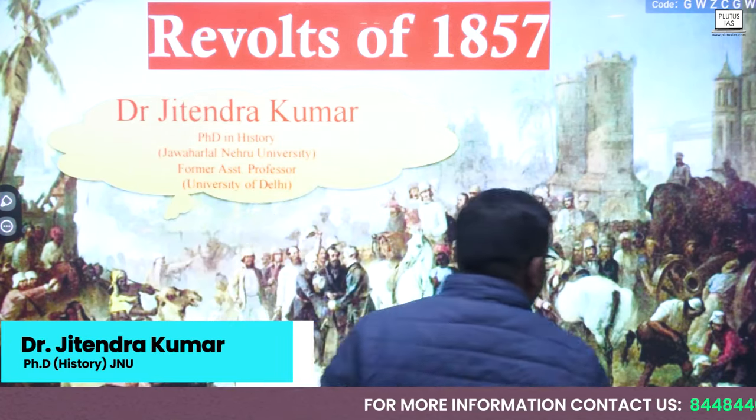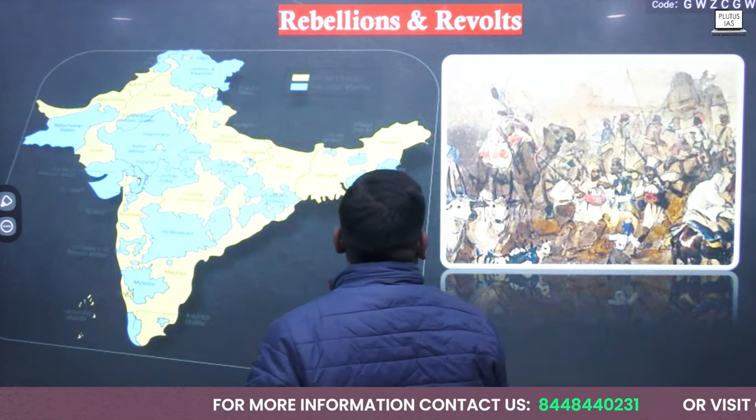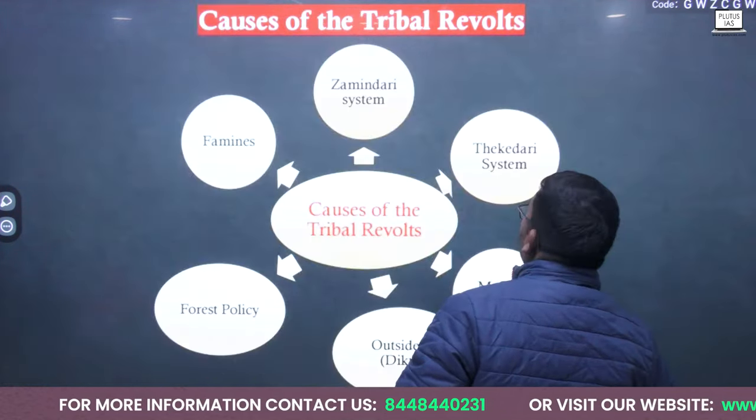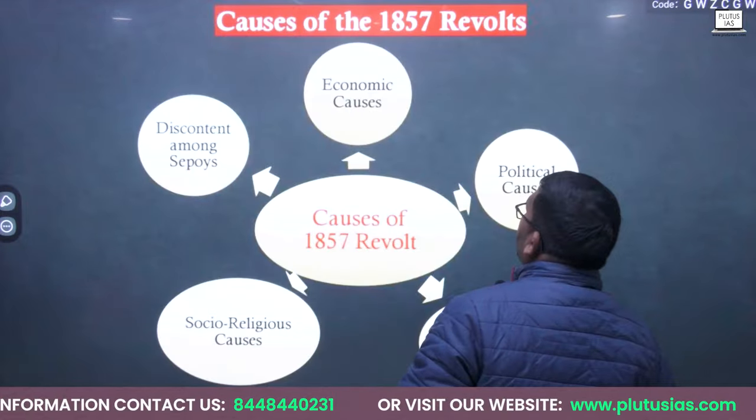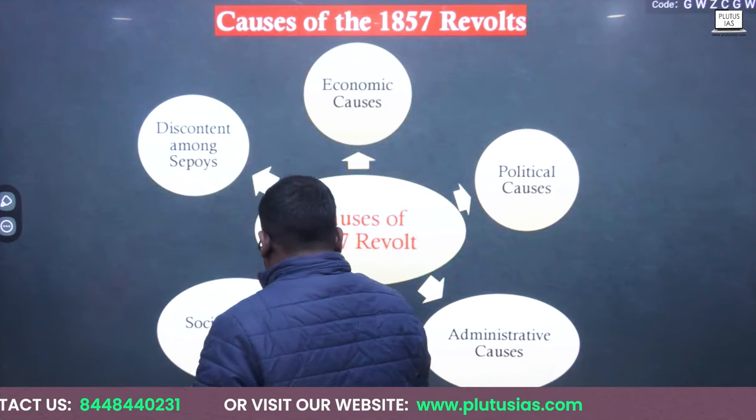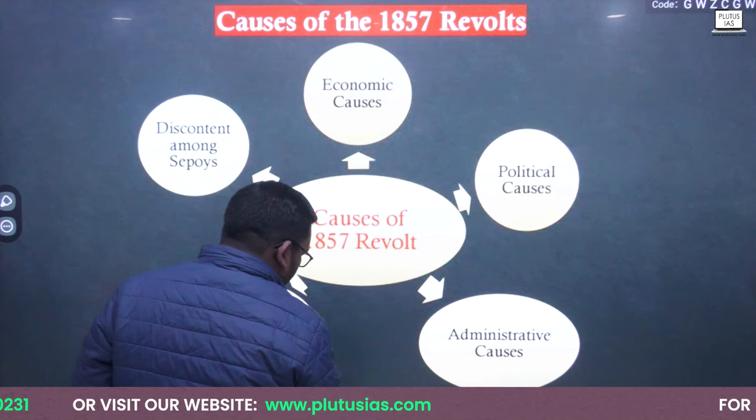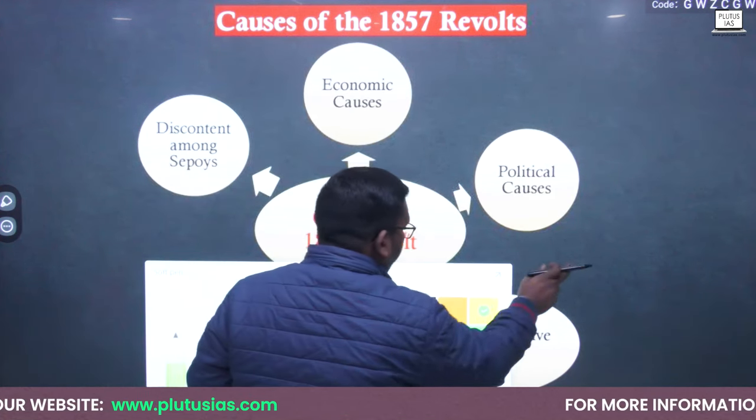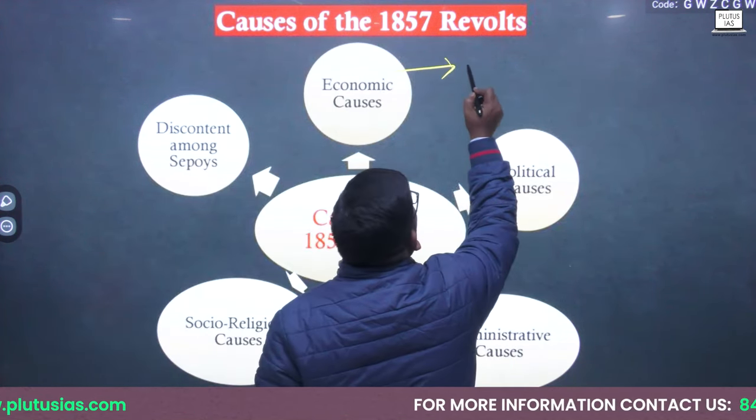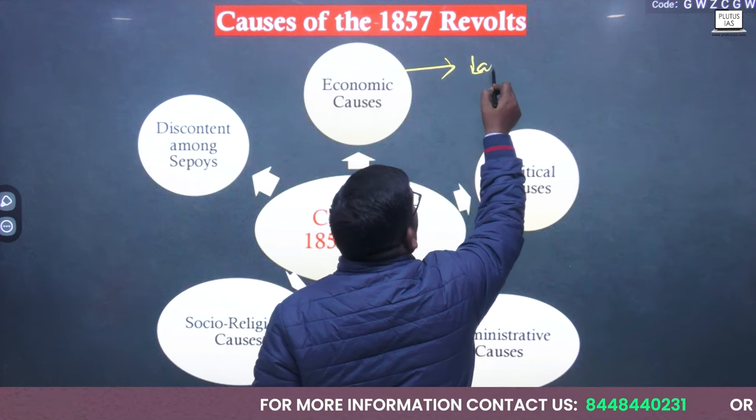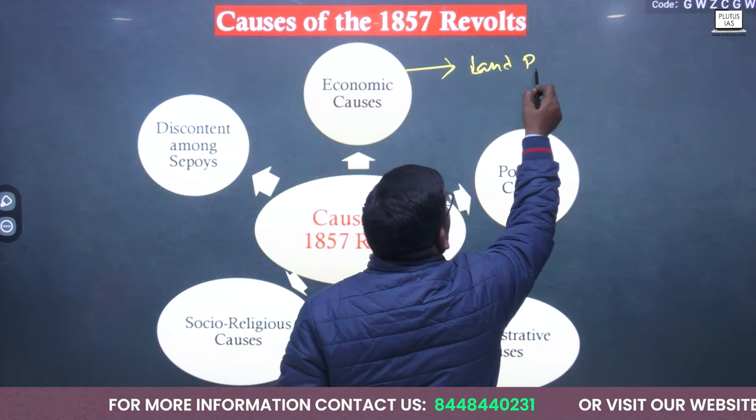So the first cause is economic causes. Economic causes is the first cause of the revolt. In case of economics, what we saw last time is that there were economic policies. There were three to four types of economic policies. One is land revenue. Land revenue system is the one.